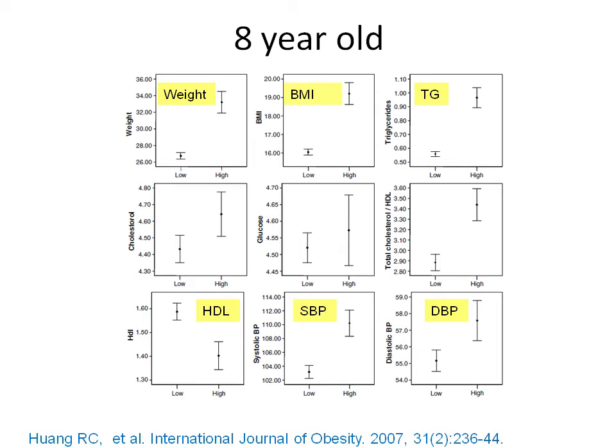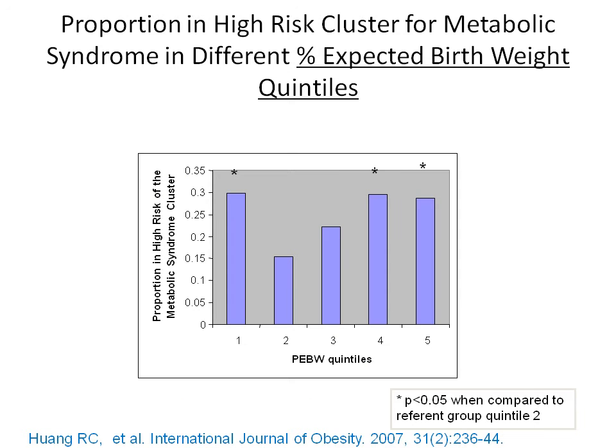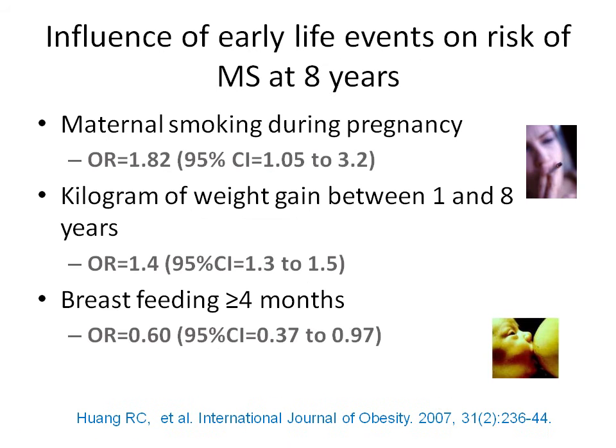At the time this was published, we believe it was perhaps one of the first studies to show this U-shaped relationship in a Western population rather than a transition population such as the Pima Indians. In addition, we saw that early life factors such as maternal smoking during pregnancy, postnatal weight gain, and breastfeeding all affected the risk of developing the metabolic syndrome or metabolic cluster some 8 years later.